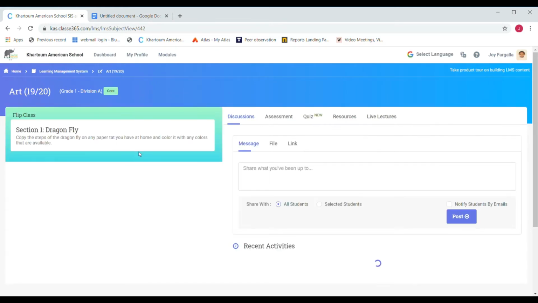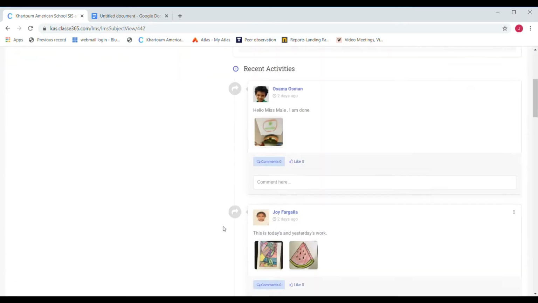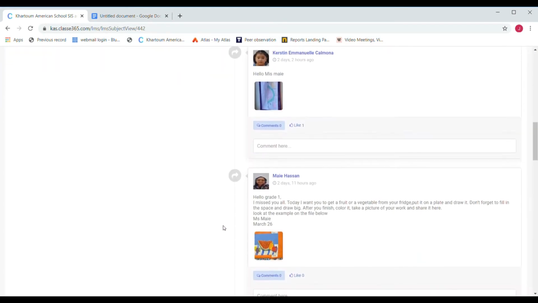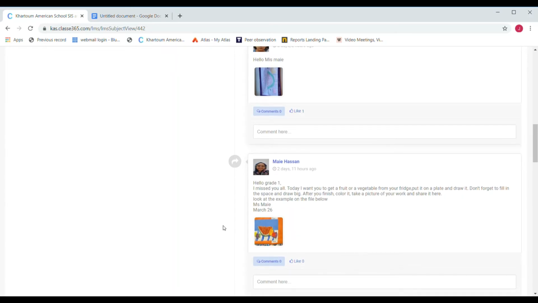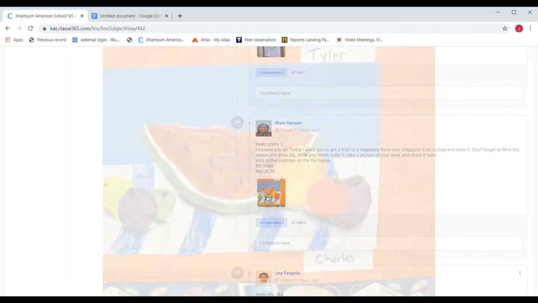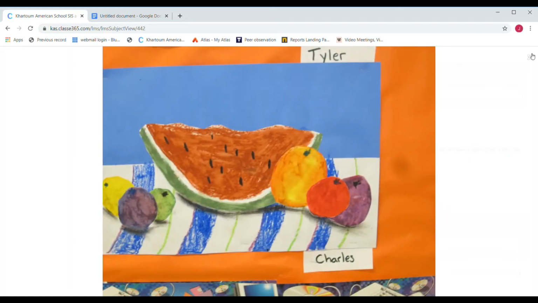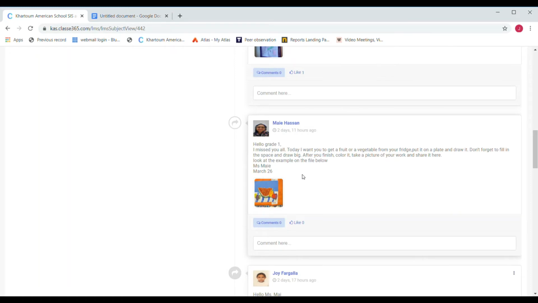Click on art, and as you can tell, Miss May has given some instructions for first grade. She's asked them to take a fruit or vegetable out of the fridge, place it on a plate, and draw it. As you can tell, she gives an example. The students need to then post them under the comment where it says comment here, so that the teacher knows that the assignment has been filled and by whom.